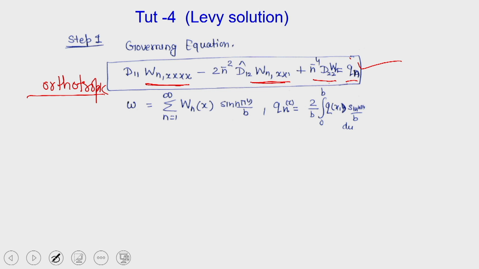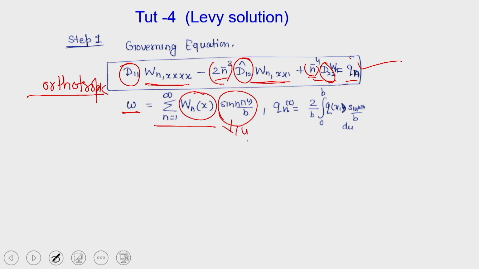You first come to this equation, substitute the values of D12, D22, and if they say that the loading is UDL or side loading, then accordingly find out the values of n bar and n bar 4. So, basically this w is expressed like w_n, which is a function of x, and sin(n pi y / b), because along the y-axis it is simply supported. And what is q_n? q_n is nothing but 2/b times the integral of q(x,y) sin(n pi y / b) dy.